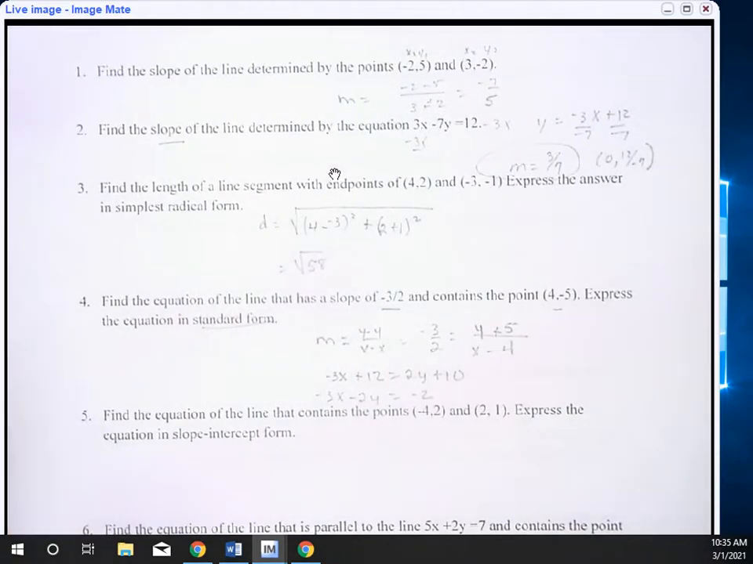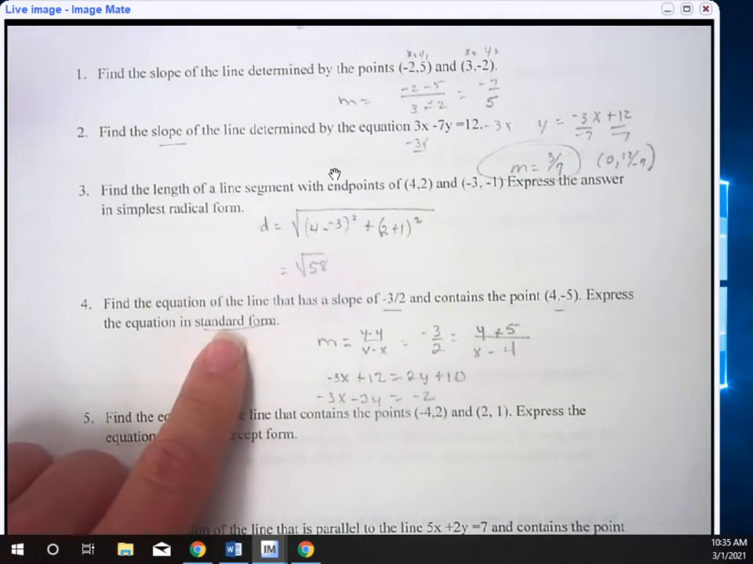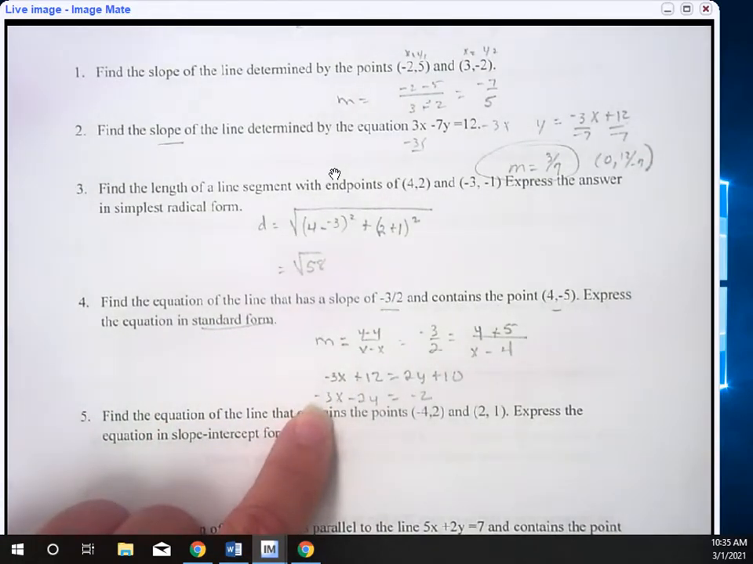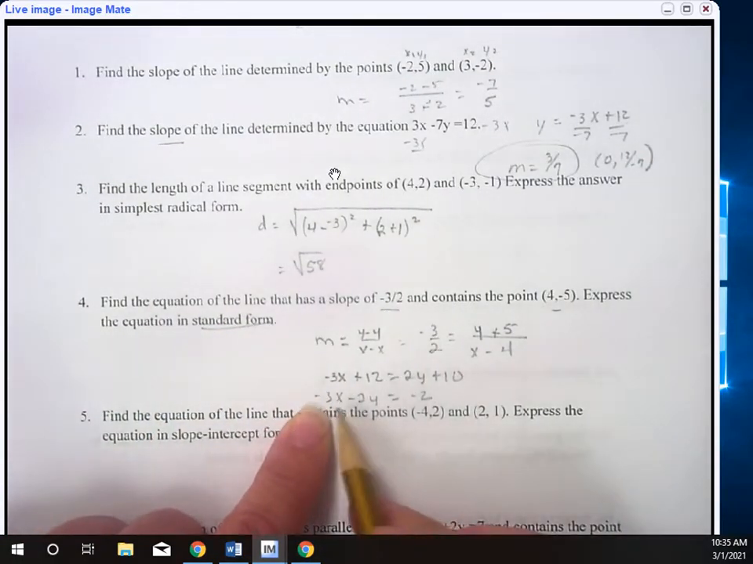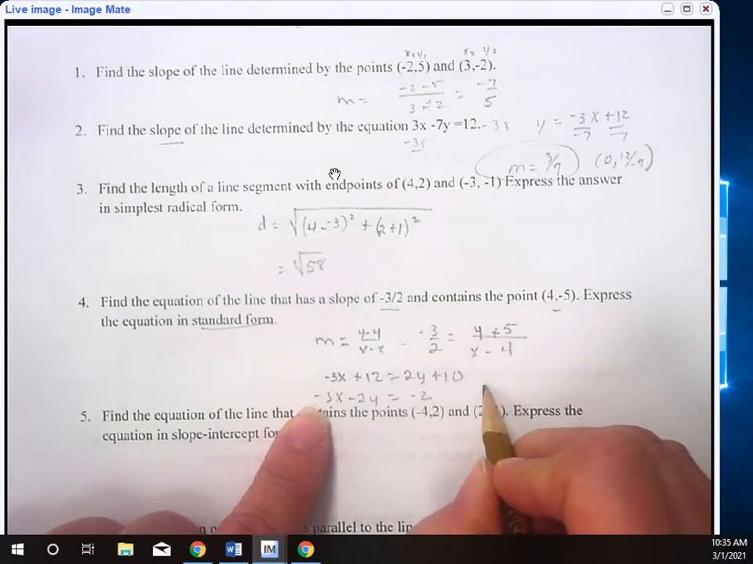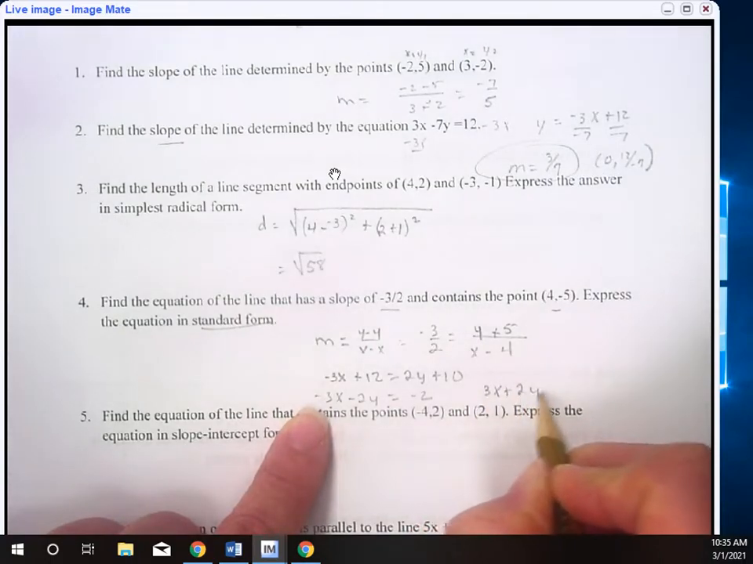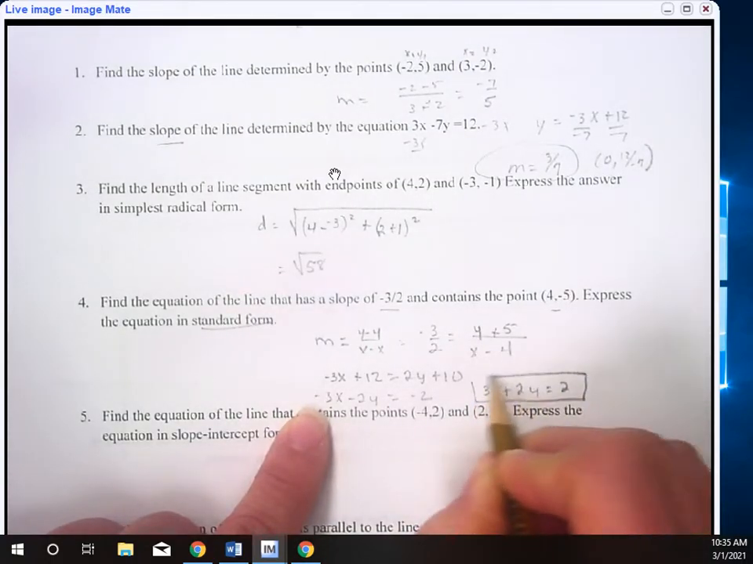Now, I have x and y on the same side, but the definition of standard form was a whole number, meaning it can't be negative. So I'm going to divide everything by the negative. And there's my equation.